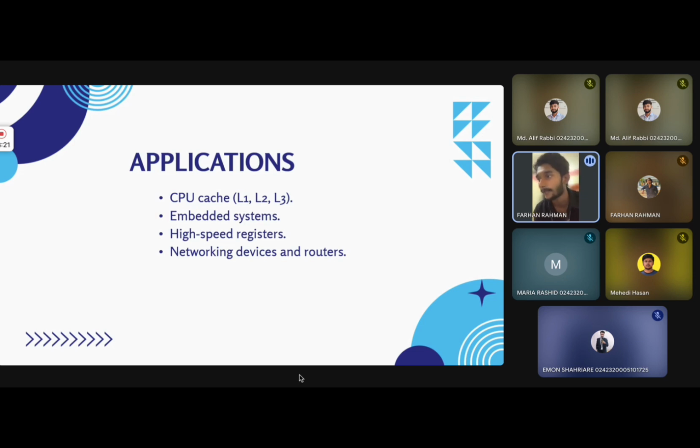Static memory is ideal for predictable real-time performance. In high-speed registers, registers are the fastest memory in the CPU, used for temporarily holding data during processing. In networking devices and routers, static memory is used for routing tables, buffer management, and packet processing operations that require speed and stability. Next slide.